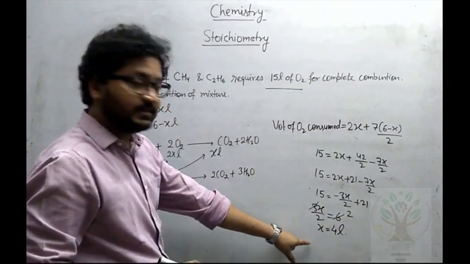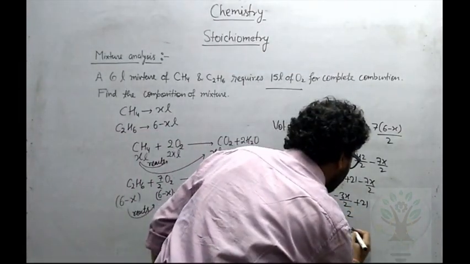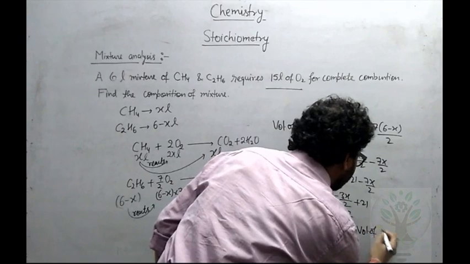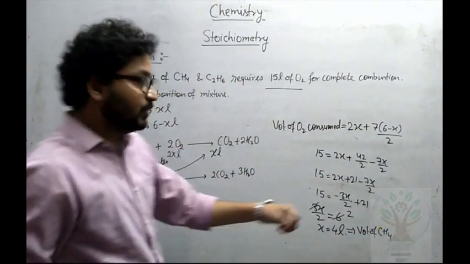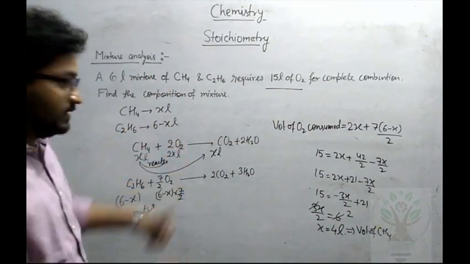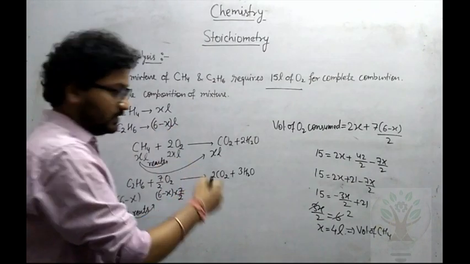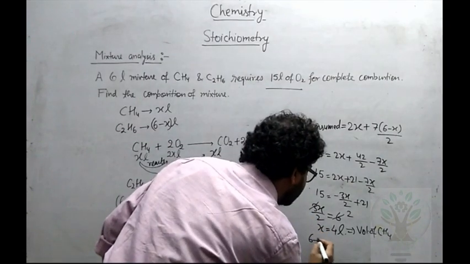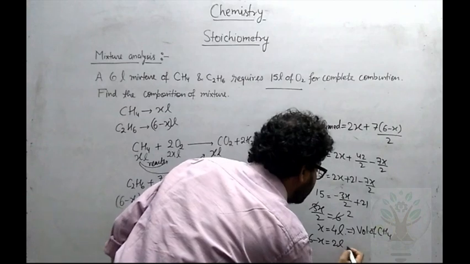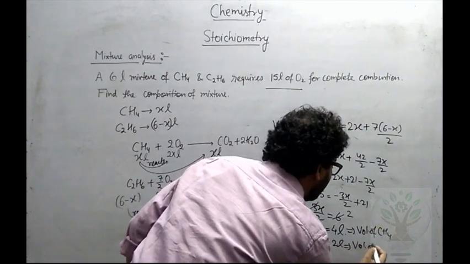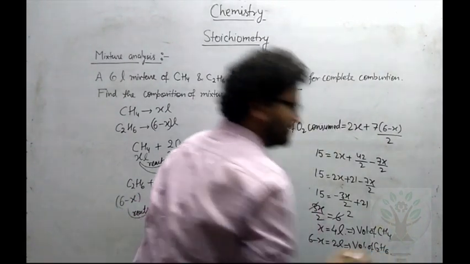Now what is this x? x is nothing but volume of CH4. Now what is the volume of C2H6? 6 minus x. So 6 minus x will be equal to how much? 2 liter. This is nothing but volume of C2H6.